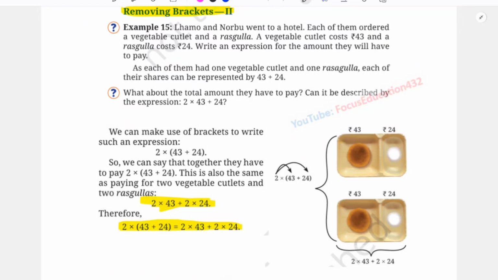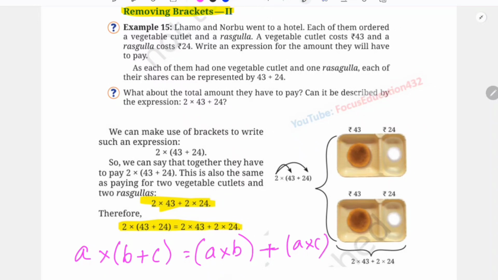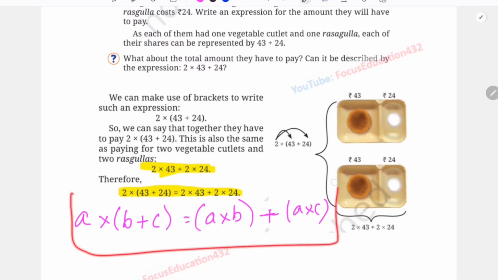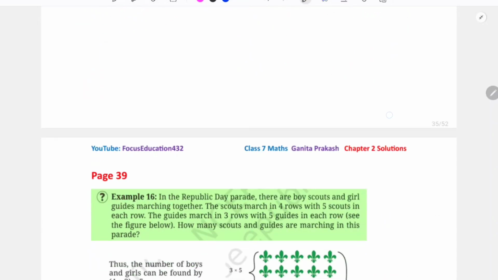I will write the general form of the distributive property so that you can remember. A multiplied by (B plus C), where A, B, C are any numbers, is the same as A multiplied by B plus A multiplied by C. The same thing has been shown here with the numerical example. This is the general form. You have to remember. This property in mathematics is known as the distributive property. Maybe you will study it in the higher classes.